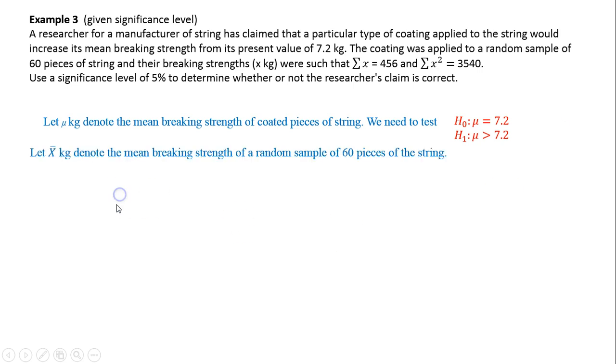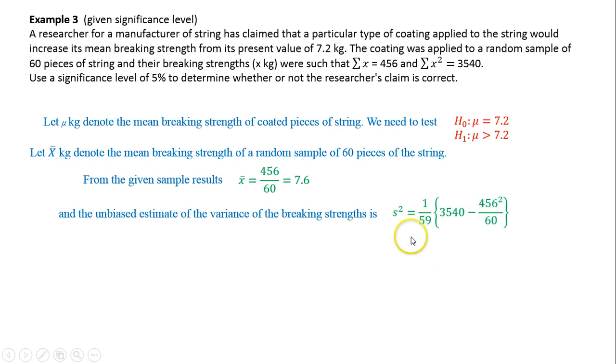So let X bar denote the mean breaking strength of the random sample of 60 pieces of string. So for the given result, we've got the sum of x to be 456. So our sample mean is 7.6. And our sample variance, an unbiased estimator, would be 1 over 59 times the sum of x squared minus the sum of x all squared over n, giving me 1.2610.